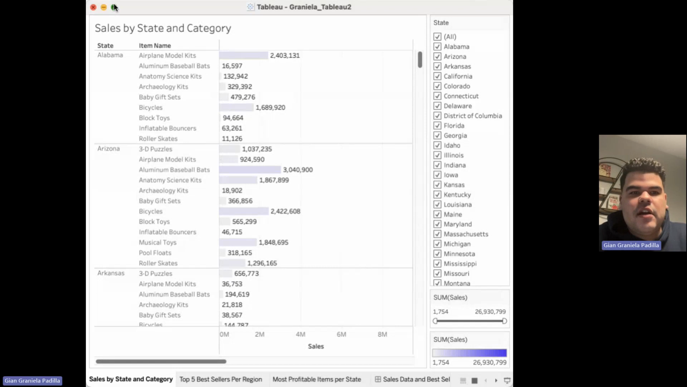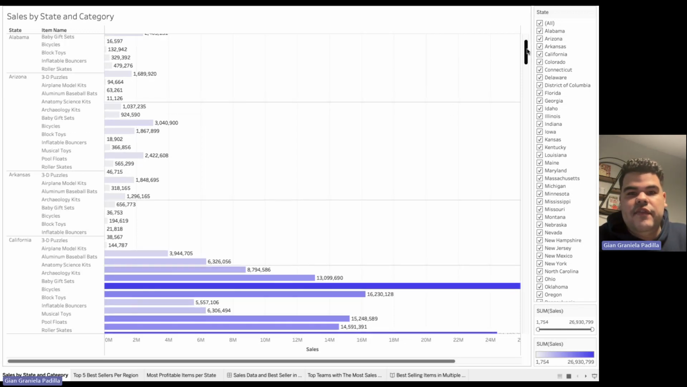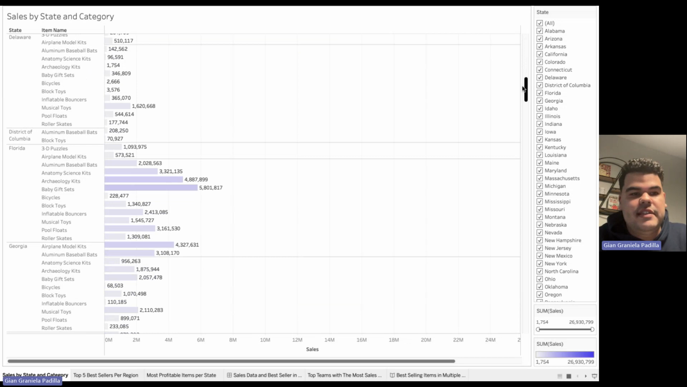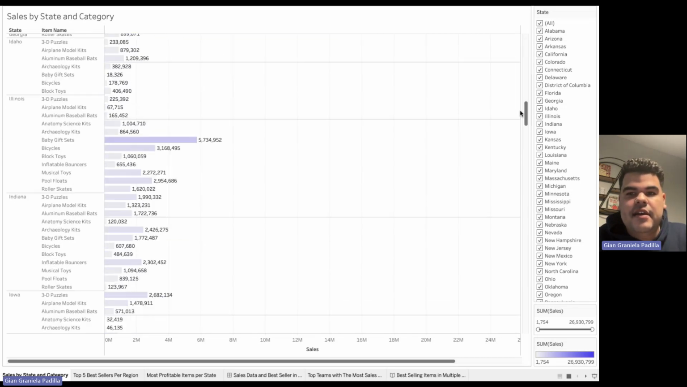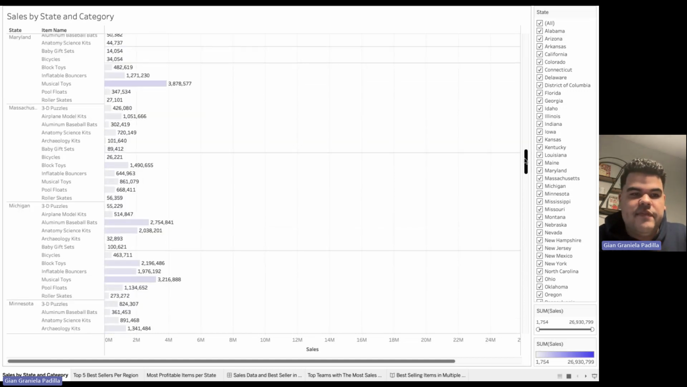I wanted to talk more about the sales in every state and by different categories. So let's say for Alabama, the kind of item that was sold in that specific state and how much sales were for that specific product. And then if you go down, you can see all the states, all the sales data for all the items that are being sold in that specific state.